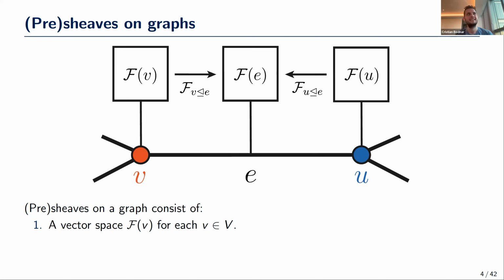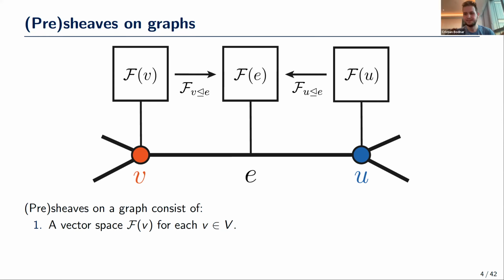A little technicality: there are two different objects. There are pre-sheaves, which are more general, and sheaves, which satisfy certain extra conditions. The magic is that when you look at these objects on graphs, they're pretty much the same, so I'm just going to use them interchangeably. I'm going to define them in a second.